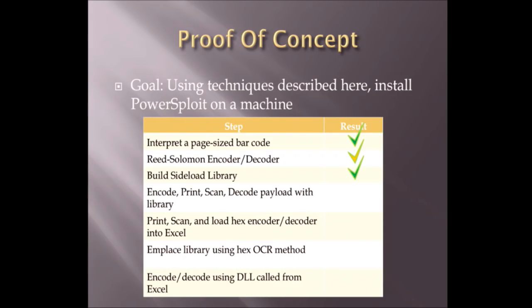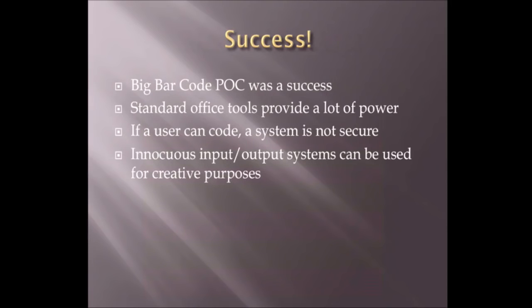I built the library. I call it side loading. I was able to get the payload decoded onto my target machine, except because it was like 18 pages of data, I just made a portion of PowerSploit, so it was only 3 pages long. So I'm going to give myself a yellow on that, or I guess an orange. The hex encoder works. I was able to emplace the library using the OCR method, and I was able to write my DLL, hex encode it, and drop it on my target machine so that I could read my big barcodes. It all worked after much effort. You'll have to take my word for it.